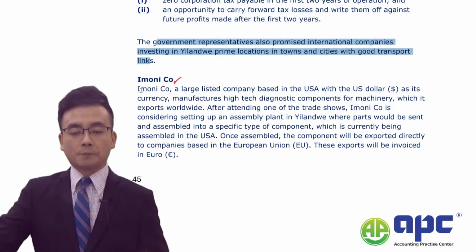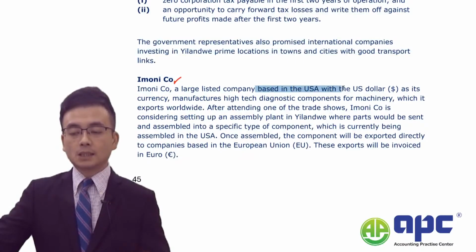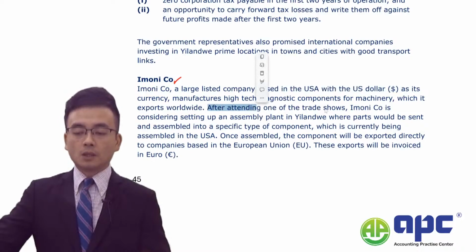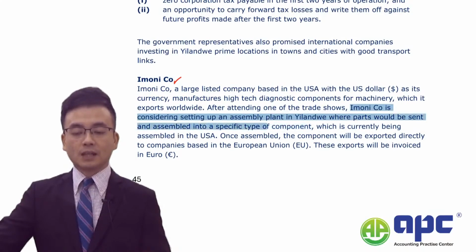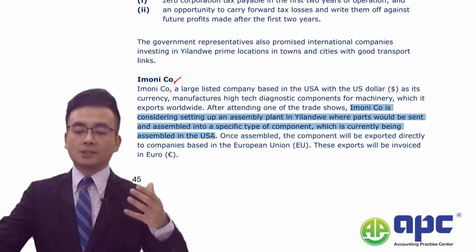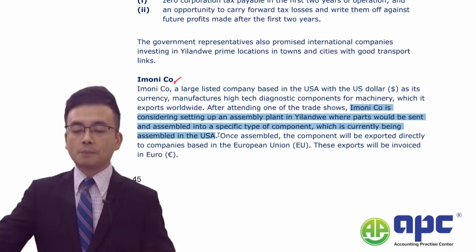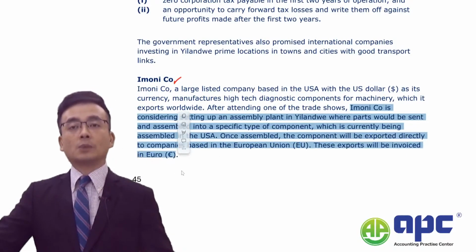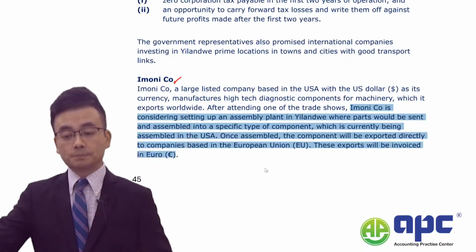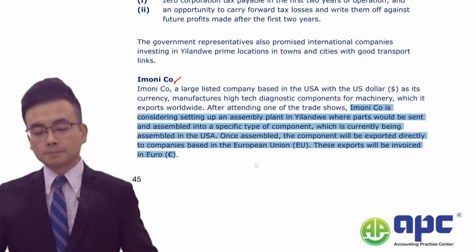Now let's talk about our company. We're based in the USA, and we have US dollar as our currency. We make machinery and export machinery worldwide. Now, our company is considering setting up an assembly plant, where parts will be sent and assembled into a component which is currently being assembled in the USA. But now we'd like to set up a factory there. Once assembled, components will be exported directly to the companies based in the EU, and we sell and we invoice in euro. All right. Okay, so got that there.